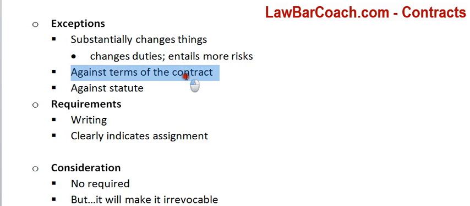If the terms of the contract don't allow the assignment, and many don't, leases sometimes don't allow that, or if the statute doesn't allow that. Think of an example. Maybe you get a pension and now I want to assign the rights of my pension to somebody else. Maybe my state says I'm not allowed to do that.